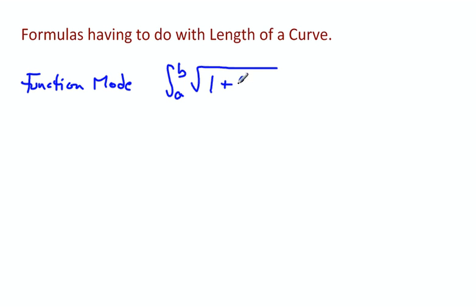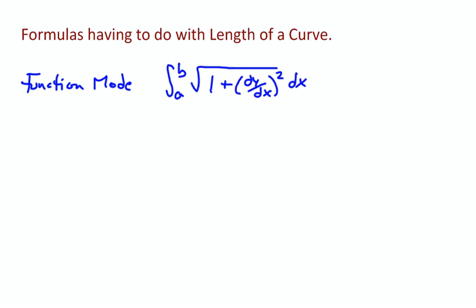All right, let's move on to formulas having to do with the length of a curve. And remember, we have three modes for those. We have function mode. And in function mode, this would be the integral from a to b of the square root of 1 plus dy dx squared dx. And that would give us the length along the curve.